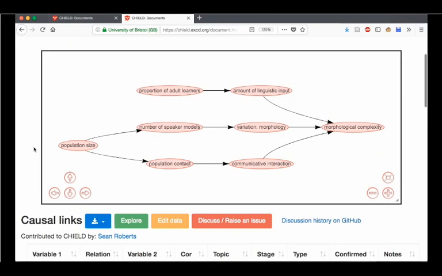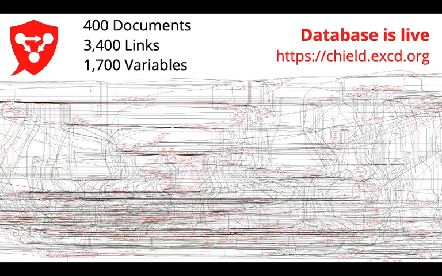The code is open source and freely available. I'm very happy to help you think about how you might use it in your field. At the moment, we've got 400 documents, thousands of links and thousands of variables. This is an attempt to put all those links in one place, which doesn't really work.